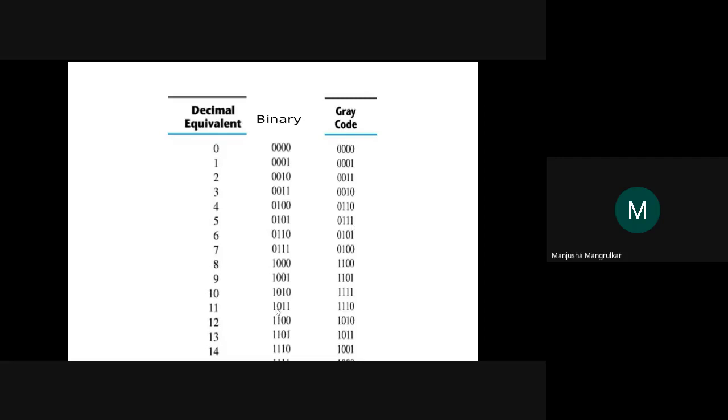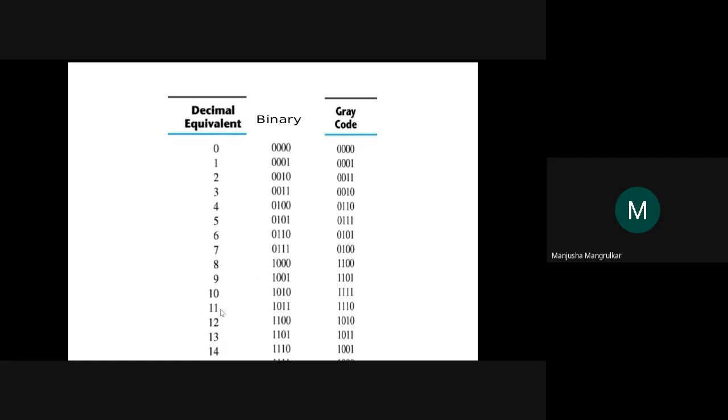We'll take one more example. This is 1011, right? 1, 0, 1, 1. So the first bit is copied as it is. So 1 plus 0 is 1, so we get the second bit. Now 0 plus 1 is again 1, we get the third bit. And 1 plus 1 is 10, so we'll represent only the 0. So this is a binary number.